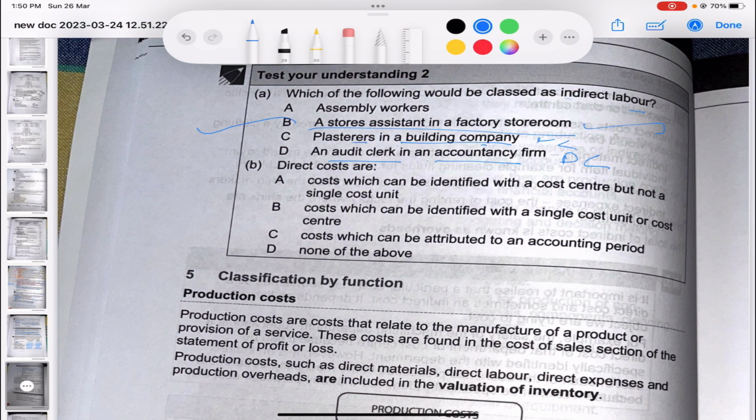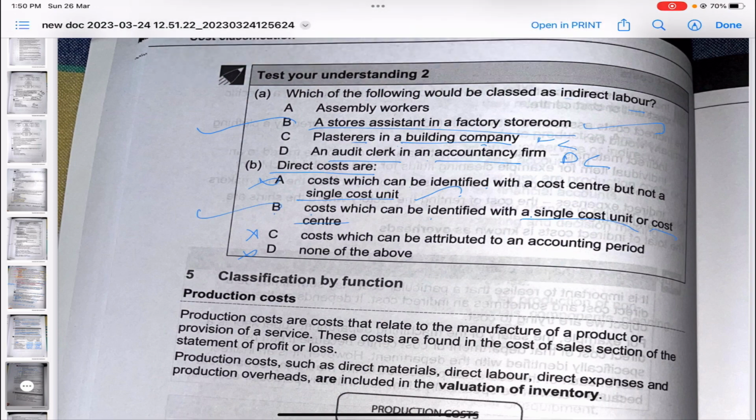Now let's see the example of direct cost. Costs which can be identified with a cost center but not with a single cost unit. Costs which can be identified with a single cost unit or cost center. Costs which can be attributed to an accounting period. The first is not true, you can identify with a cost unit. The third is also not true. Costs which can be identified with a single cost unit or cost center, so my answer is B. Why? Because this is the definition of direct cost.